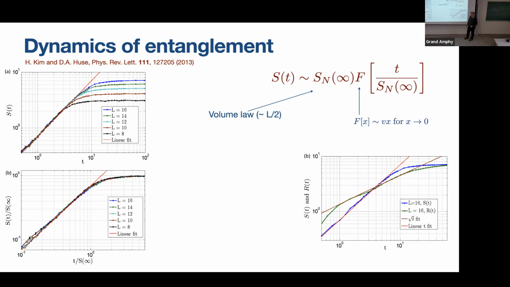So this tells you that entanglement does not necessarily spread. So it's a spreading of information, which does not necessarily coincide with other observables.